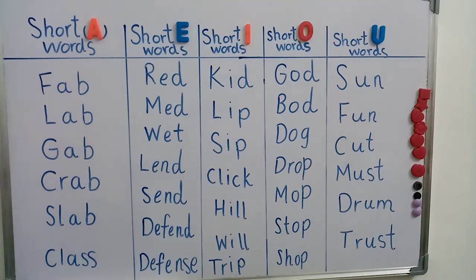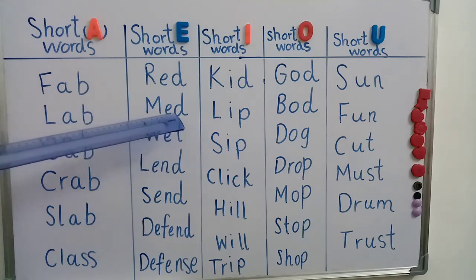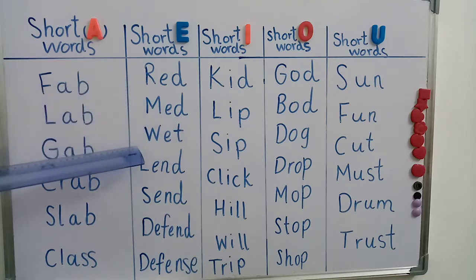So mainly the sound of E is E, as in the word red, red, red. Okay, let's move to this word. What does the M say? The M says M. Okay, we have M and E, so it's gonna be me. Then add the sound d, so it's gonna be med, med. Okay. Wet, wet.